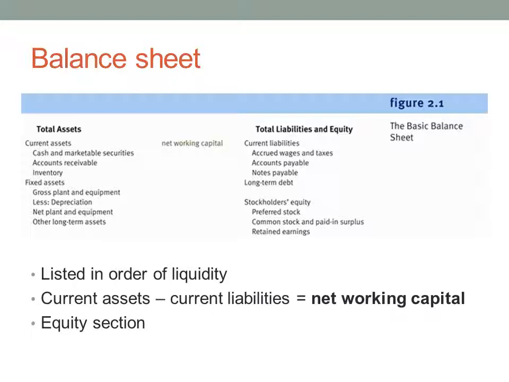Current liabilities are usually due within a year, and then you have a long-term debt that's due in longer than a year. And then also on that side, the equity section with the details of how owners' money is invested. So we have common stock, preferred stock, and retained earnings, the money reinvested. The difference between current assets and current liabilities is net working capital. We'll be using that a lot in the future.